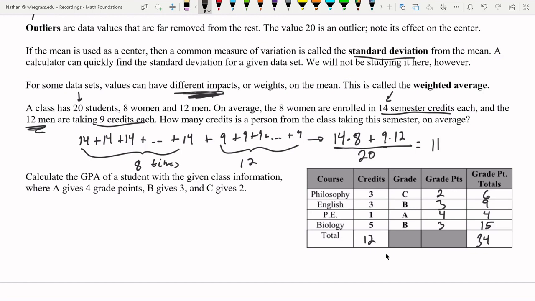So what's the average grade point earned per credit? To do that, all we have to do is take the total grade points earned and then divide it by how many credits were earned. A GPA of 2.83, it's going to be 3 repeating, so we're going to just round it to 2 places. So that's the GPA that this student earned for this semester.